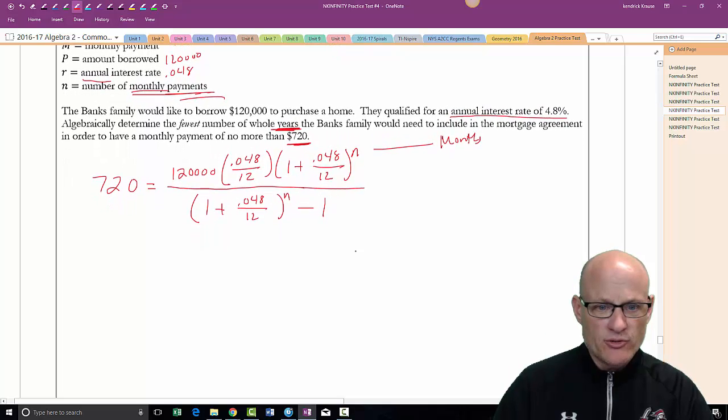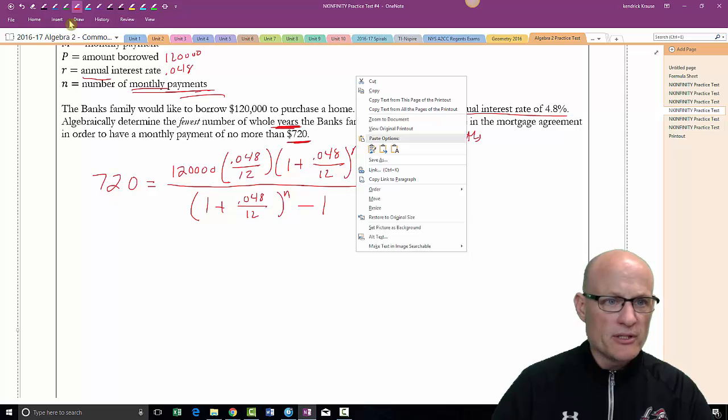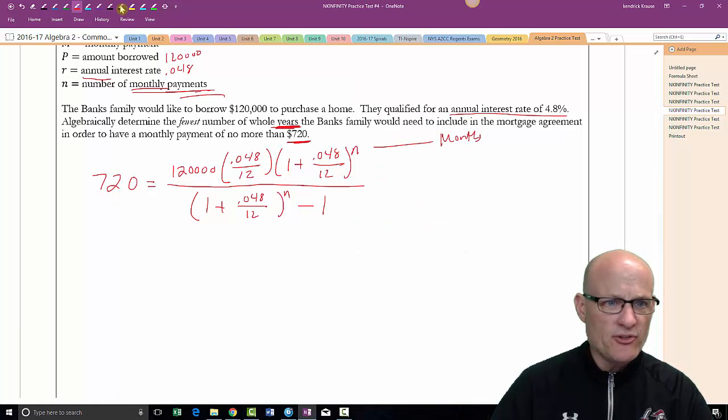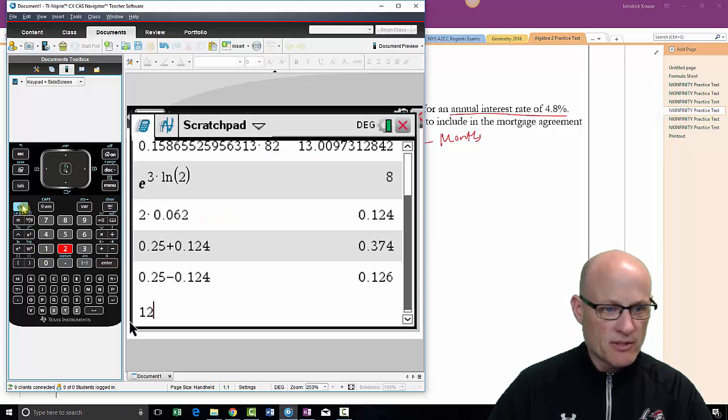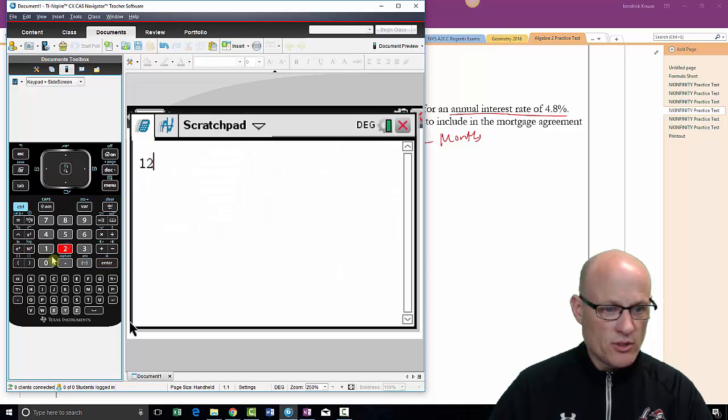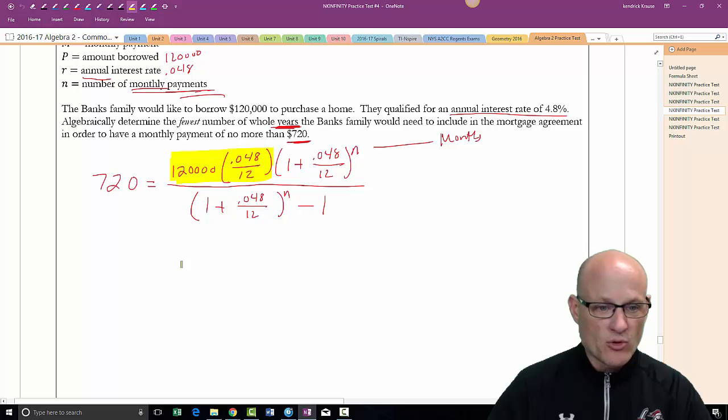I think what I'm going to do is we'll just start with something. Let's just start with multiplying these things out right here. Let's clean this up a little bit. So 120,000 times 0.048 divided by 12. Let's just see what that is. Oh, that's nice. That's 480.